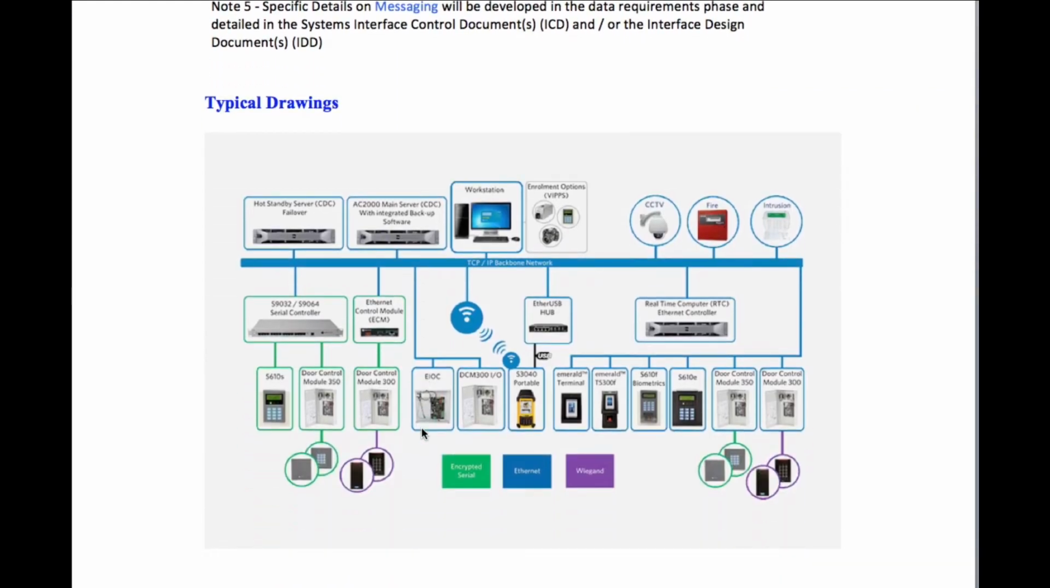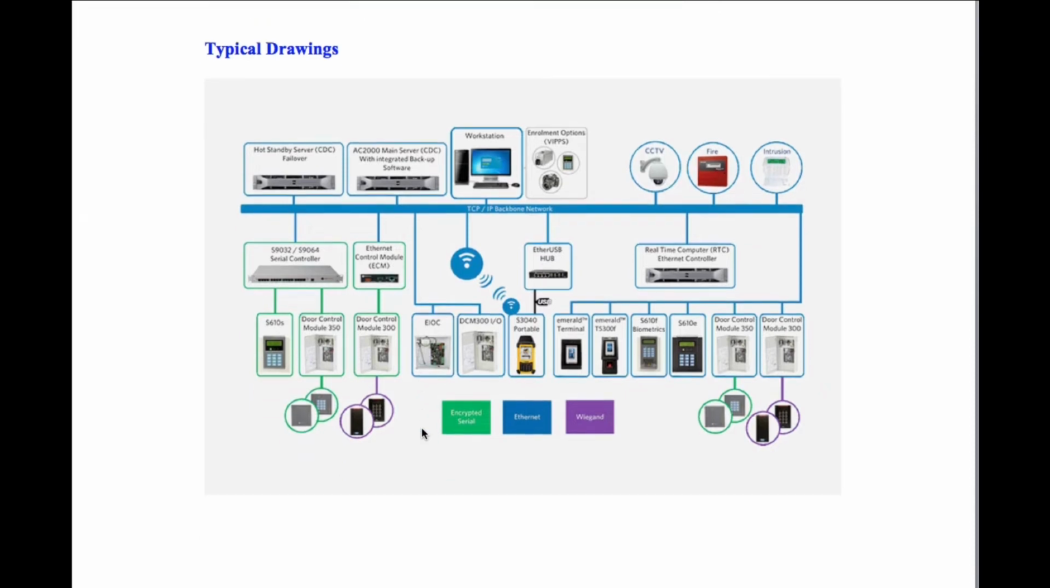Almost all systems will have some type of typical drawing associated with it. In this case, you can see your servers. You can see here your gigabit backbone data network. You can see some horizontal cabling here with an Ethernet hub. And then you see all your various devices that you'll be using in your access control system.